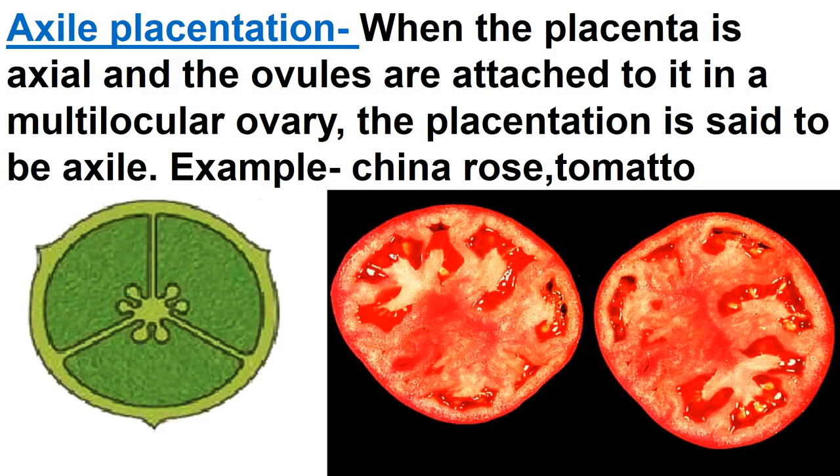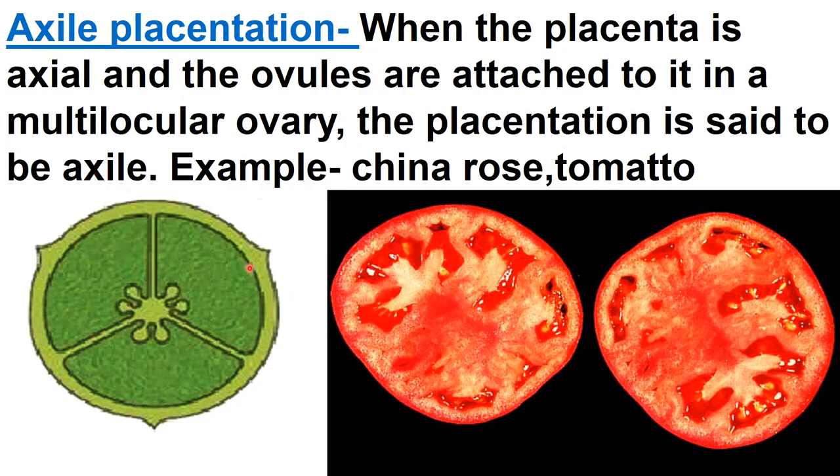Now the next type of placentation is axial placentation. Here the placenta is axial and the ovules are attached to it in a multilocular ovary. Here you see, this is a multilocular ovary. This is first, second and third. These three locules are present here. This is called a multilocular ovary because these different locules are present, and the placentation is said to be axial.